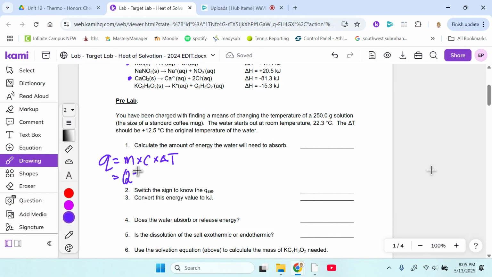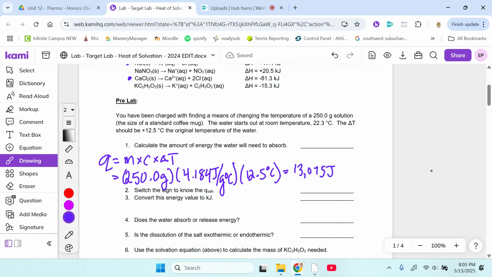That's going to include 250.0 grams times the specific heat of water times 12.5 degrees Celsius. The energy comes out to 13,075 joules, or 13.075 kilojoules. When we round to sig figs, we'll keep 13.1 kilojoules of energy. That's the amount of energy water will need to absorb, 13.1 kilojoules, when it goes up 12.5 degrees Celsius.